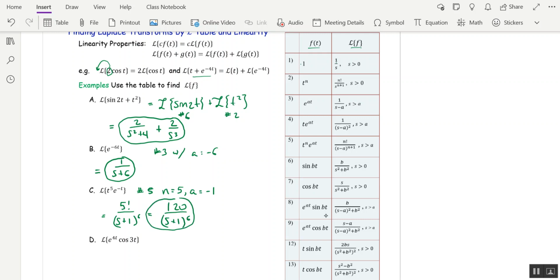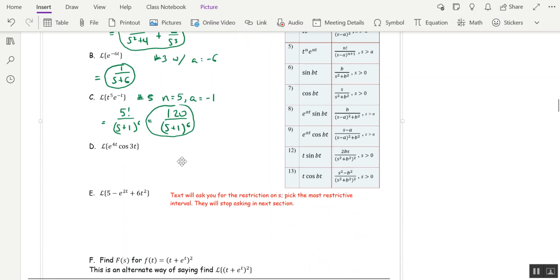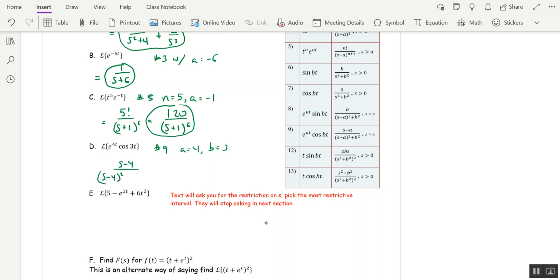Okay, just a couple more. This next one, I'm going to use formula, let's see, 9, with a equal 4 and b equal 3. So this is going to be s minus 4 over s minus 4 quantity squared plus 9.